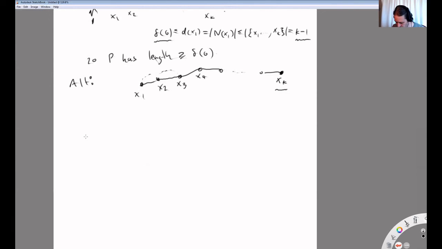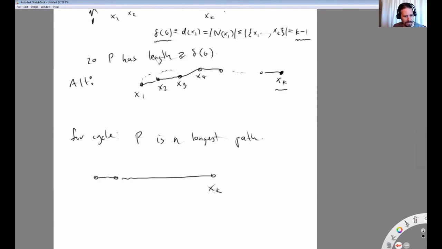Other idea. Okay, so for the cycle, I want to do the same thing. Take P, a longest path in the graph. So x1 and so on up to xk. This is x1. And again, because this is the longest path, all the edges of x1 go back into this thing, okay?